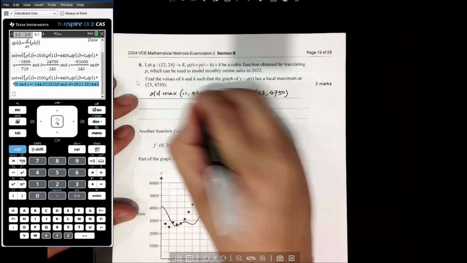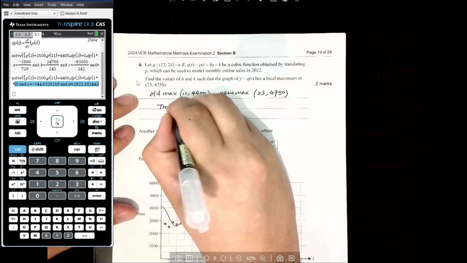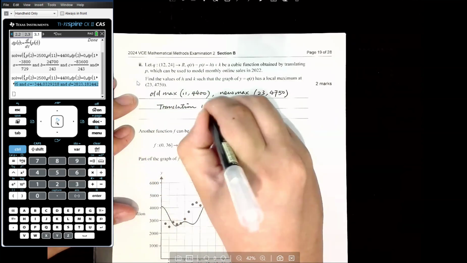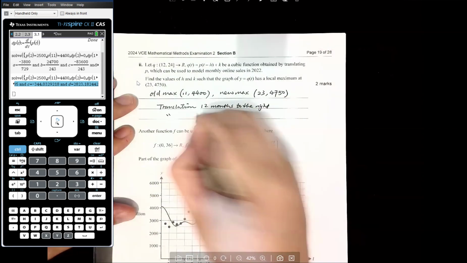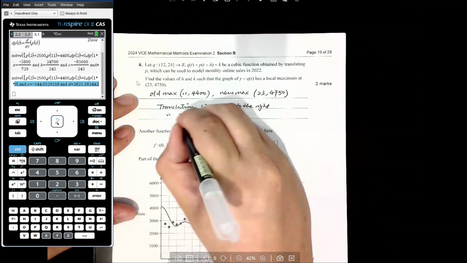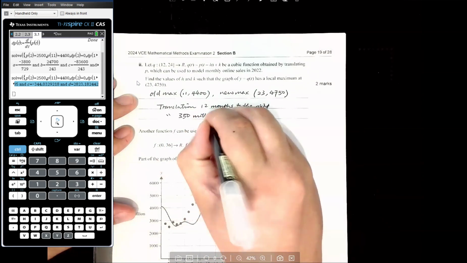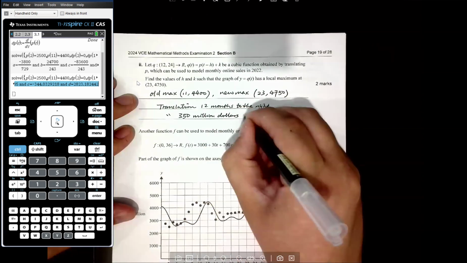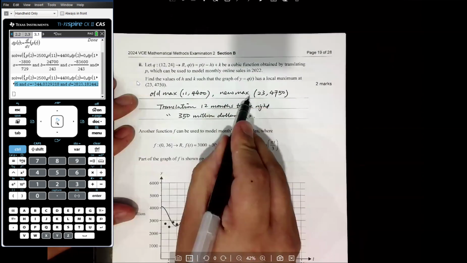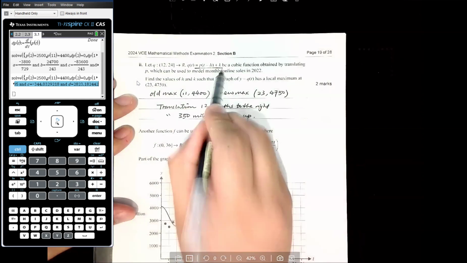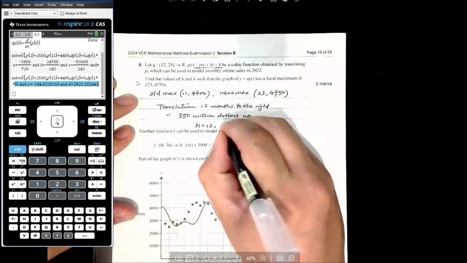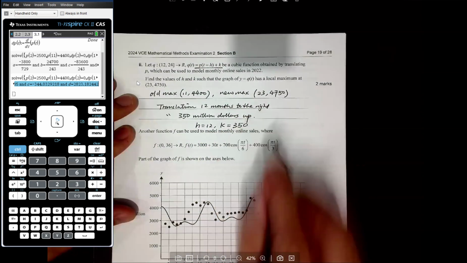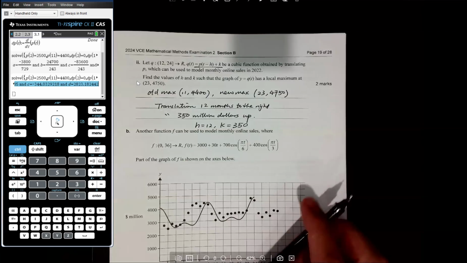The new maximum is at 23,450. Basically, it's a translation by 12 months to the right, and a translation by $350 million up, okay? The nature of the stationary point doesn't change, and the format of this equation, translation only. That's why we say, okay, H equals 12, K equals 350, if I'm not mistaken, okay?